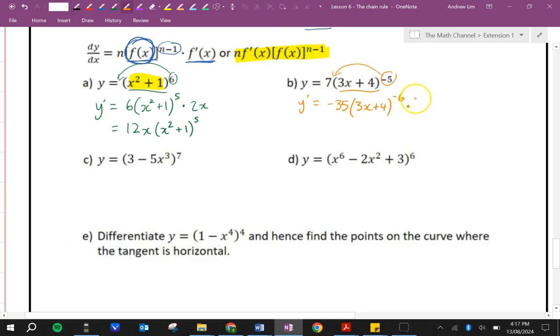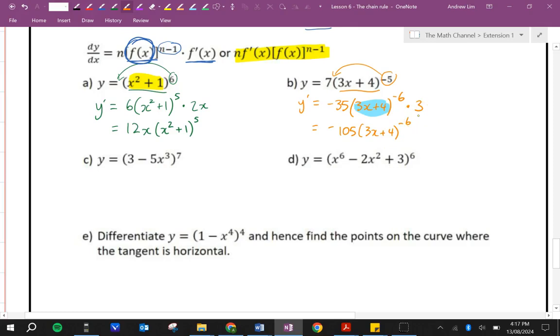But we need to multiply by the derivative of what's in the brackets. What do I get when I differentiate that? I get 3. So that gives us our negative 105, 3x plus 4 to the negative 6.